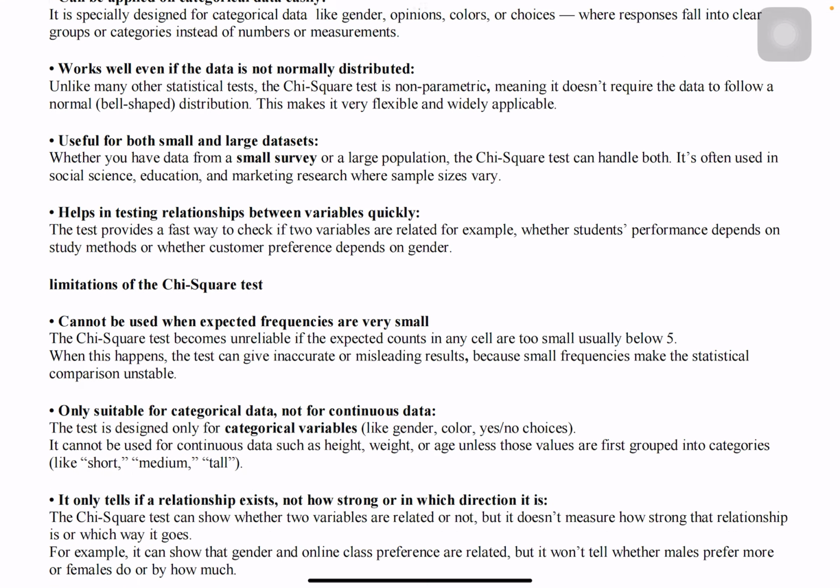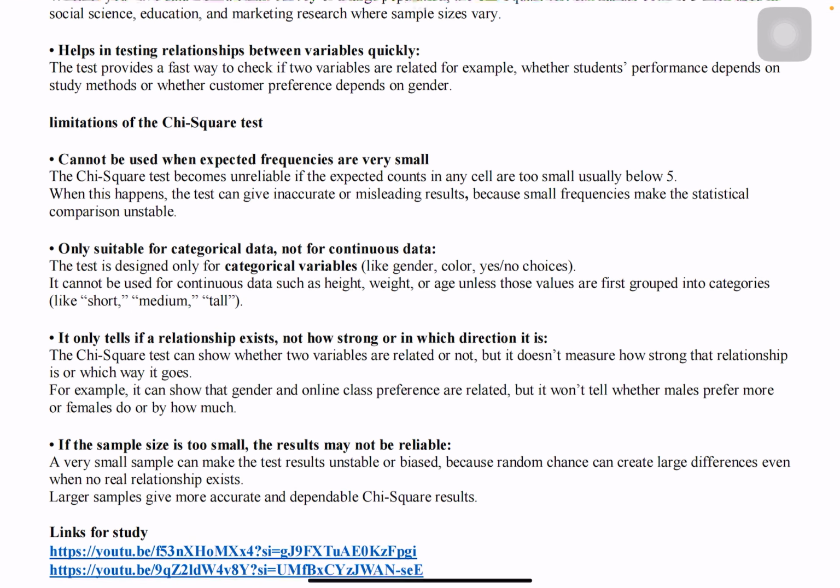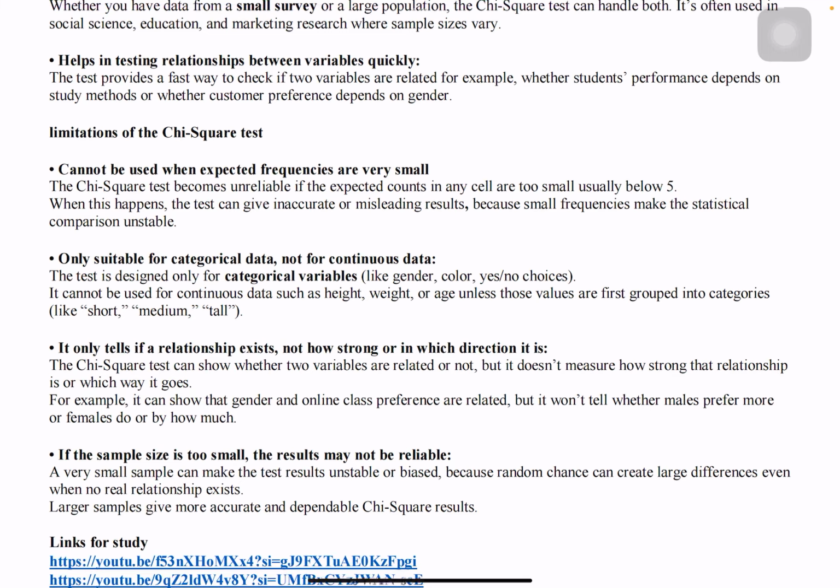Helps in testing relationship between variables quickly. The test provides a fast way to check if two variables are related, for example, whether students' performance depends on study methods or whether customer preference depends on gender.